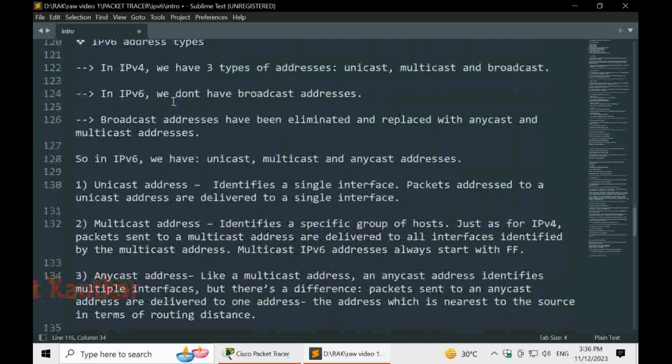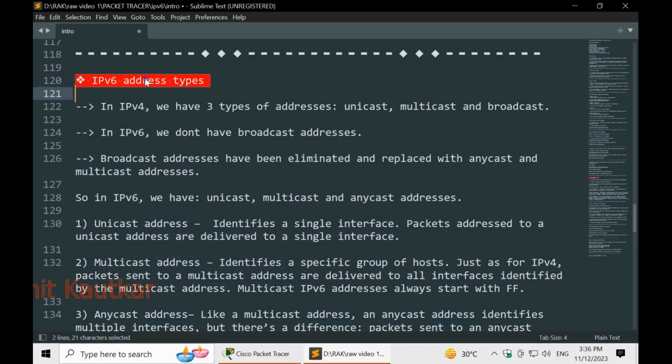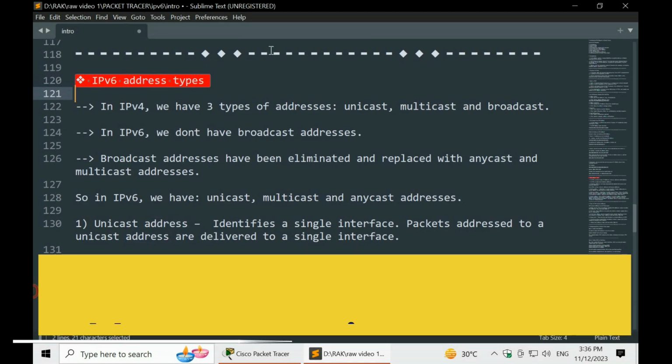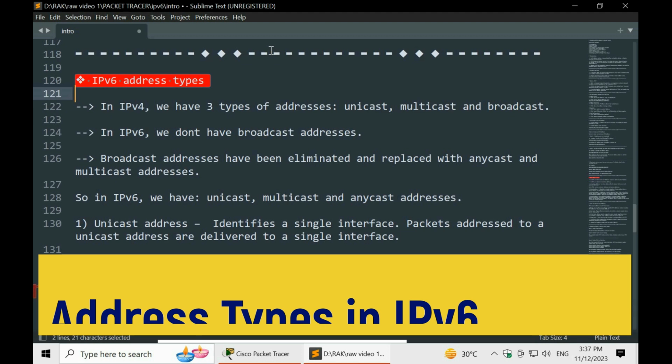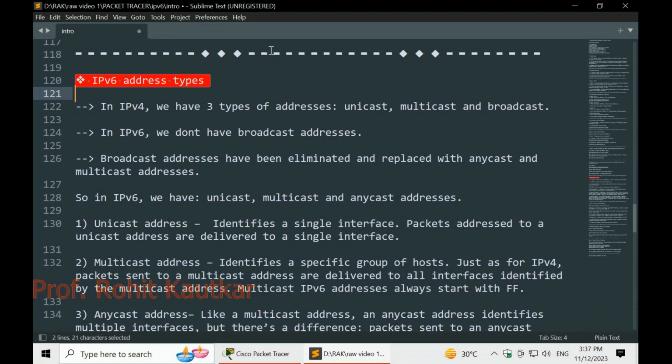So friends, we will move forward and let's try to understand now which various types of addresses are available in IPv6. So friends, in IPv4 there were three types of addresses: unicast, multicast and broadcast. Unicast is conveying one-to-one communication, multicast is conveying one to a specific group of hosts communication, and broadcast is conveying one to all. So these three types of addresses we knew from IPv4.